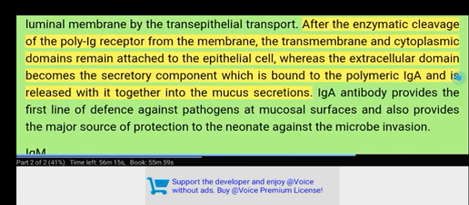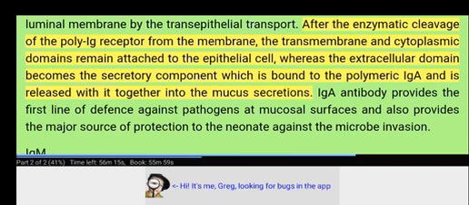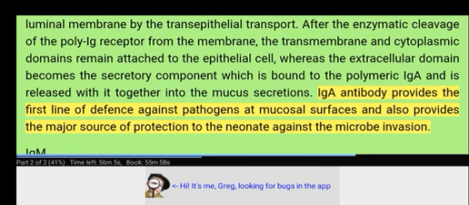After the enzymatic cleavage of the poly-Ig receptor from the membrane, the transmembrane and cytoplasmic domains remain attached to the epithelial cell, whereas the extracellular domain becomes the secretory component, which is bound to the polymeric IgA and is released with it together into the mucous secretions. IgA antibody provides the first line of defense against pathogens at mucosal surfaces and also provides a major source of protection to the neonate against microbe invasion.